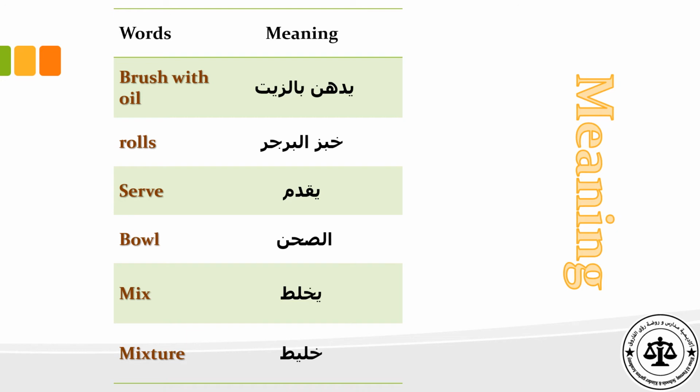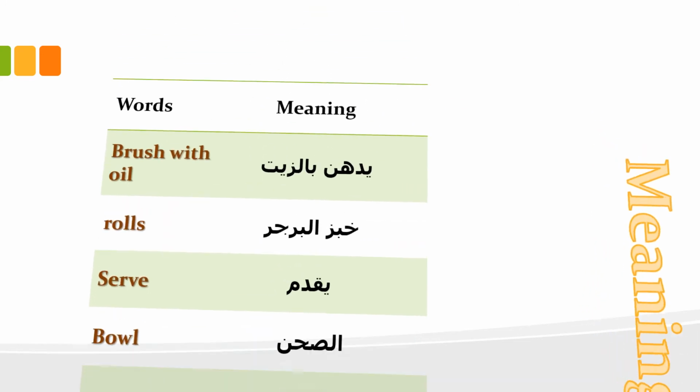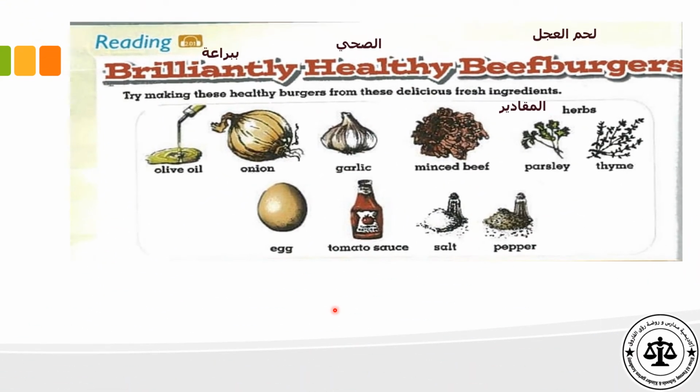So let's start with the first part in this lesson. So my students, your student's book, page 68. Look at these two pages, 68 and 69. We will read recipes. So the type of our text is a recipe. وصف الطعام. What is the title?